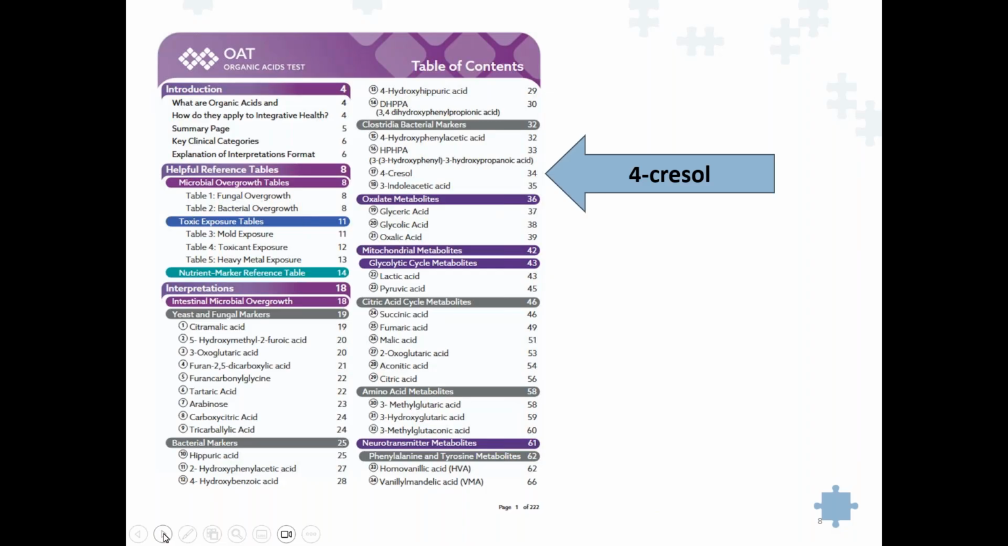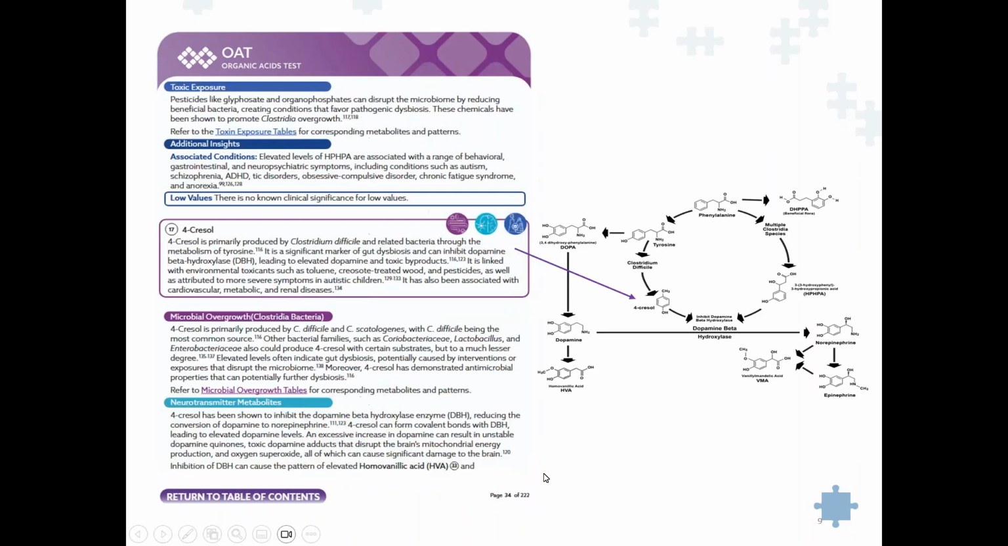What's super cool about it is when you go into the table of contents, there's a marker you want to learn more about. Let's say, for example, we commonly see this marker for cresol on the Mosaic OAT. It's found on page 34. And when you click on it in the PDF, it will take you specifically to that page. It'll give you much more detailed information than even the interpretation section within the test provides. So you not only want to go through the interpretation section of the test itself, but you also want to look into the clinical support guide for additional information.